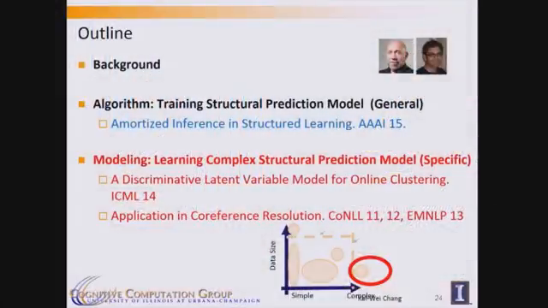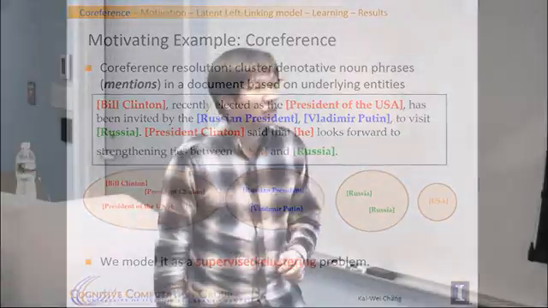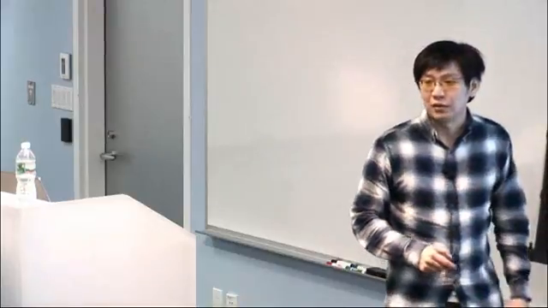Okay, so let me go to the second part. The motivation of this part is a coreference resolution problem. In coreference resolution, you are given a paragraph, and you want to identify all the noun phrases that represent the same entity in the real world. For example, in this paragraph, Bill Clinton, president of the USA, and he refer to the same guy, so you put them in the same cluster.